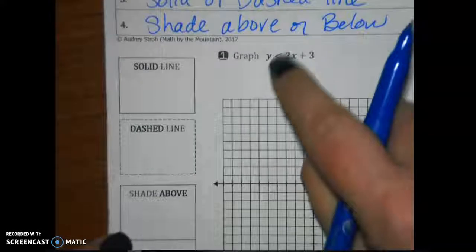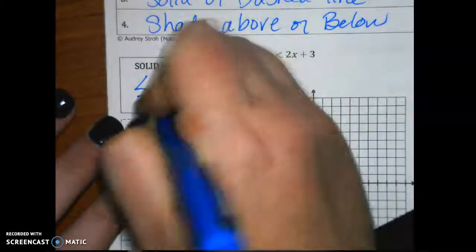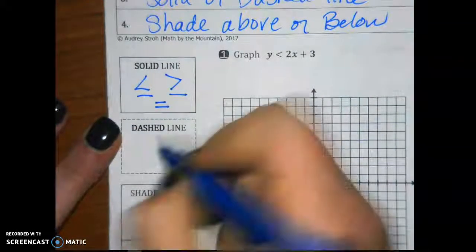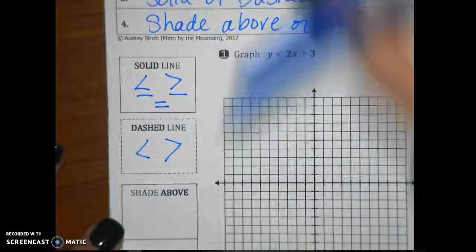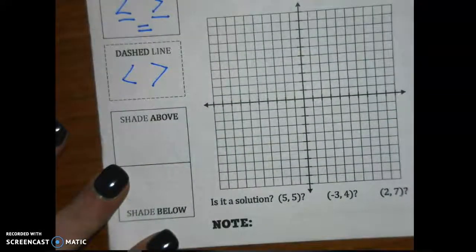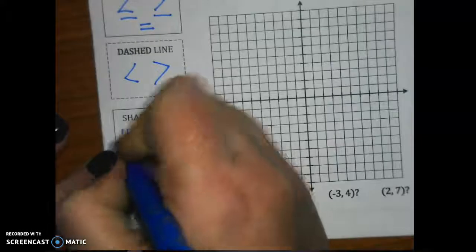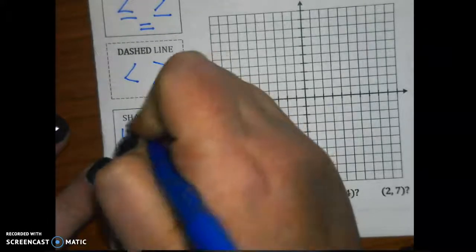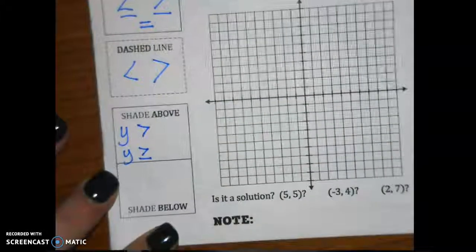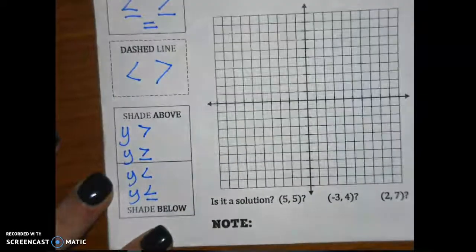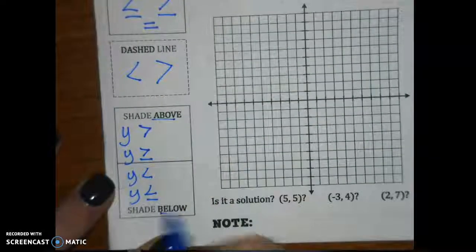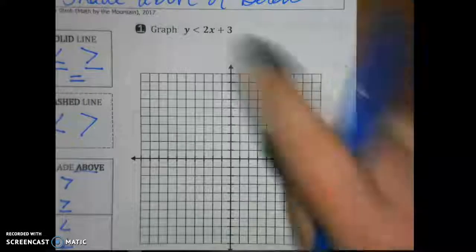Oh wait, before we keep going, let's see. Solid lines, that's this one, and our very favorite equal sign. Dashed or dotted lines look like these. Shading above is when it says y is greater than, or y is greater than or equal to. And below is when it says y is less than, or y is less than or equal to. That's how I get my aboves, and that's how I get my belows. Y'all know that. You're golden. You're good. Okay, so let's go back.